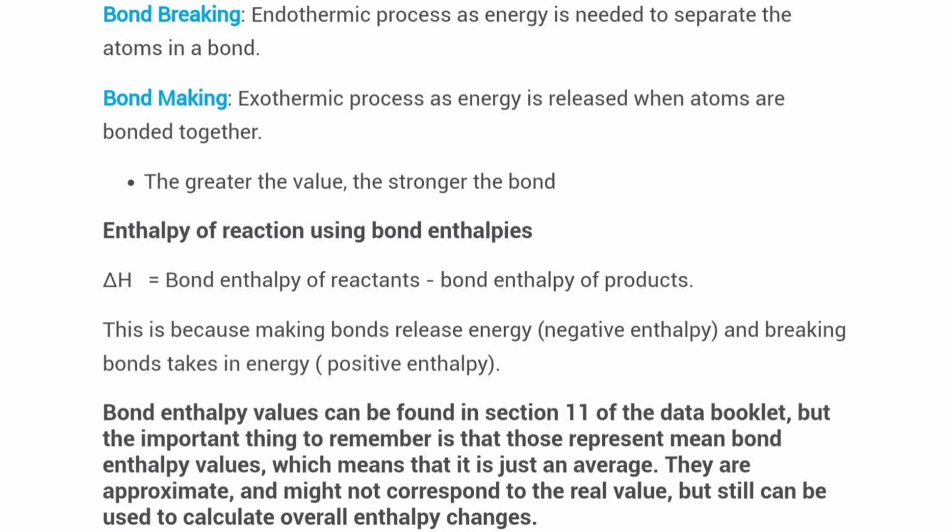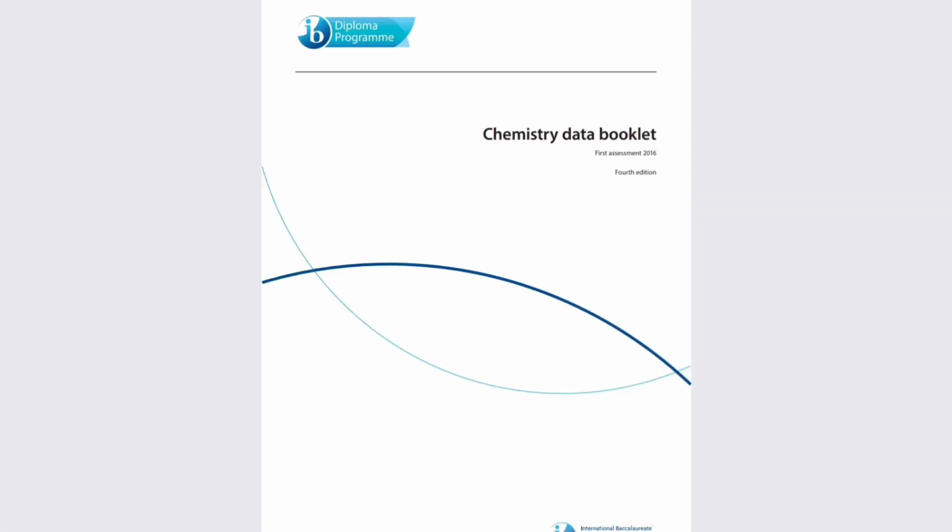The next thing you need to know is bond enthalpy. So it is basically the energy of a bond between atoms. So the greater the value, the stronger the bond. How to calculate the enthalpy of reaction using bond enthalpies? It is the same as with enthalpy of combustion, but here there should be different values because bond enthalpy values can be found in section 11 of the data booklet. You can find it here.